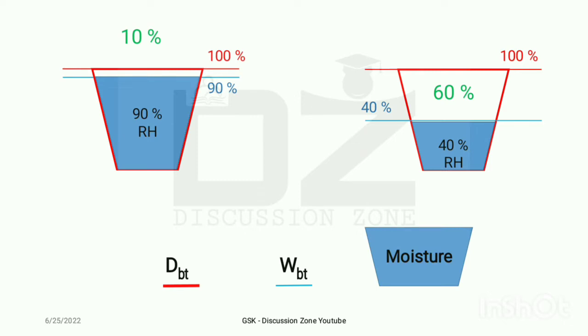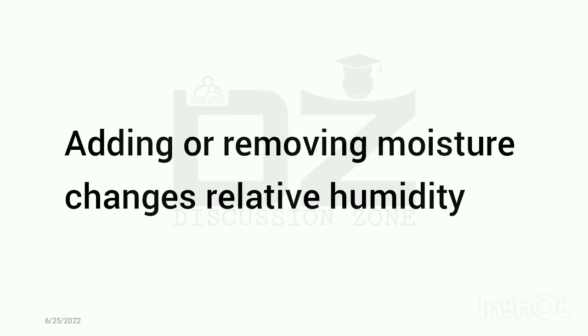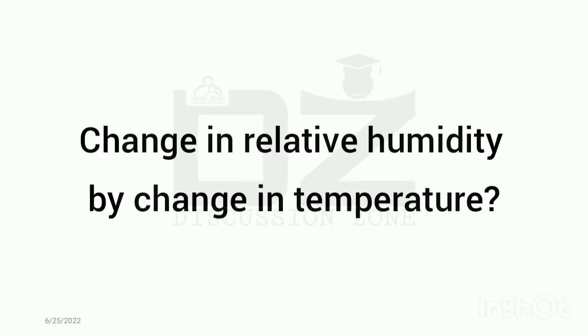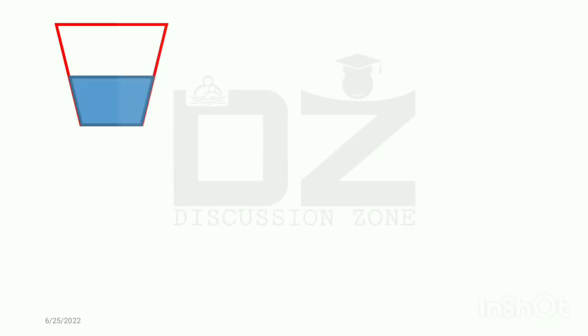But before proceeding, consider the tumbler as the dry bulb temperature, the sky blue line over the surface of the water as the wet bulb temperature, and the water as the moisture. You can see in the previous slides how adding or removing water changes the relative humidity. In addition, we will investigate whether relative humidity changes with temperature changes using the psychrometric chart.